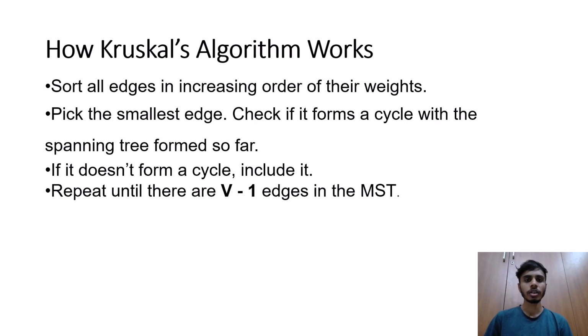How Kruskal's algorithm works. Sort all edges in increasing order of their weight. Pick the smallest edge. Check if it forms a cycle with the spanning tree formed so far. If it doesn't form a cycle, include it. Repeat until there are V-1 edges in the MST.